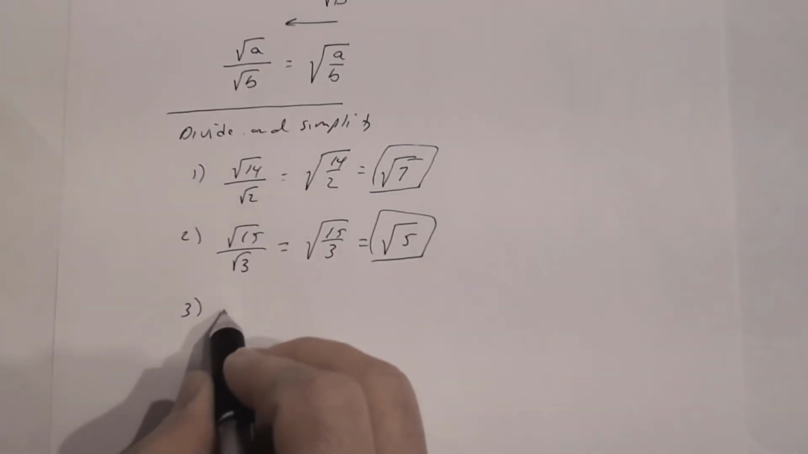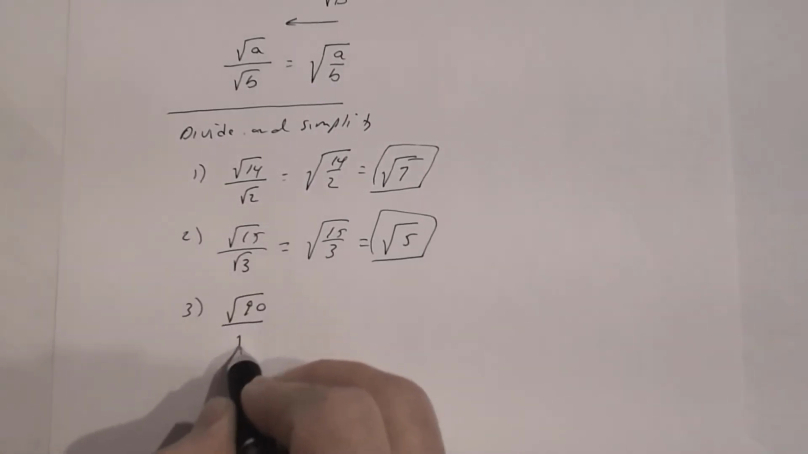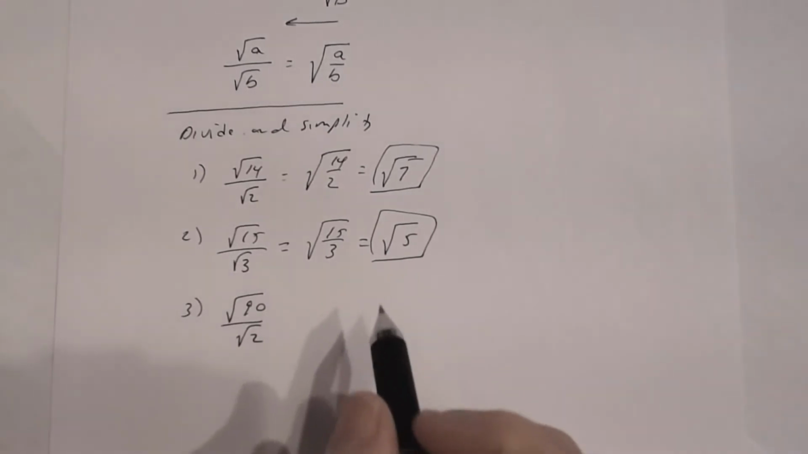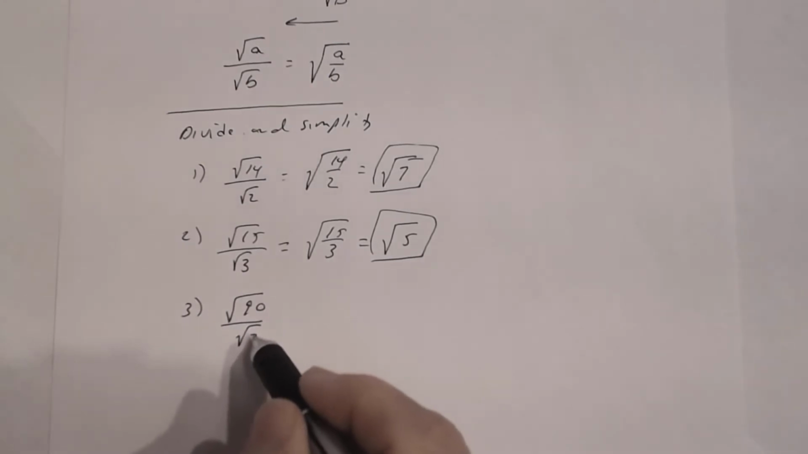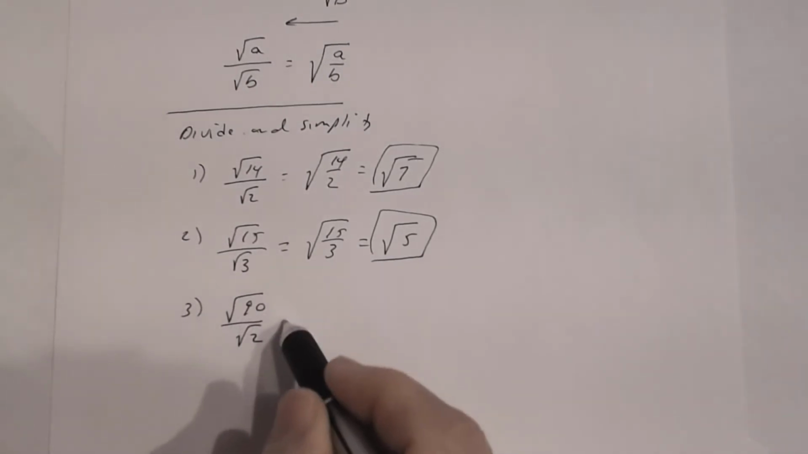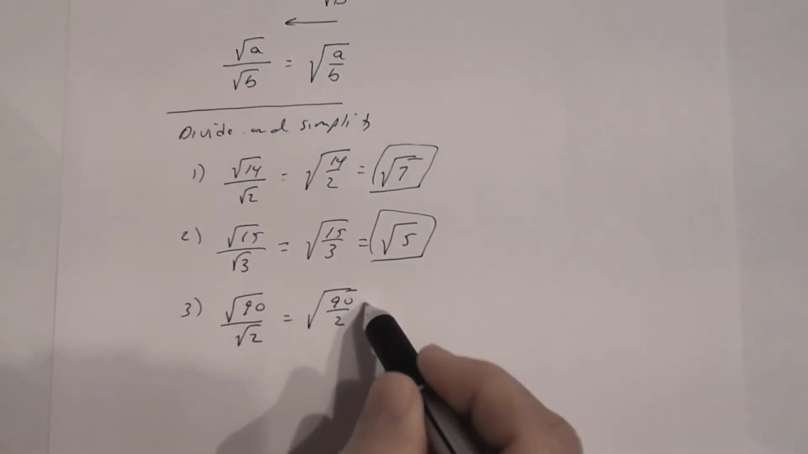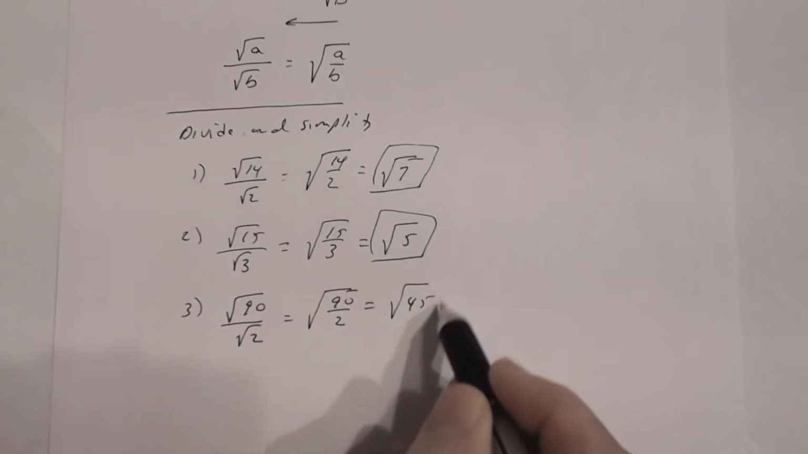Okay, let's look at number 3. So number 3, I have the square root of 90 divided by the square root of 2. All right, and so notice the quotient rule is going to help here because 90 is divisible by 2. So I'm going to get the square root of 90 divided by 2, and that's going to equal the square root of 45. Now the question is, can I simplify the square root of 45?